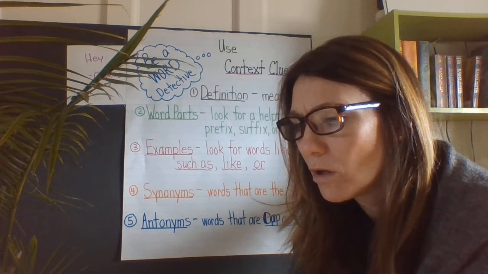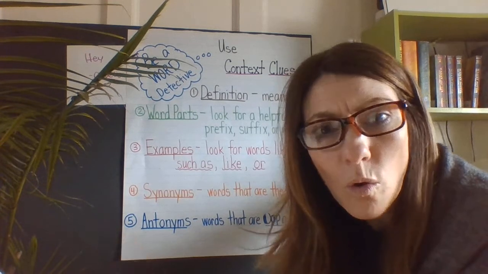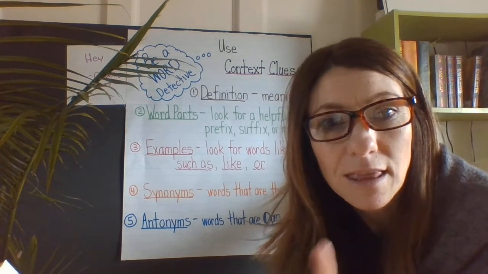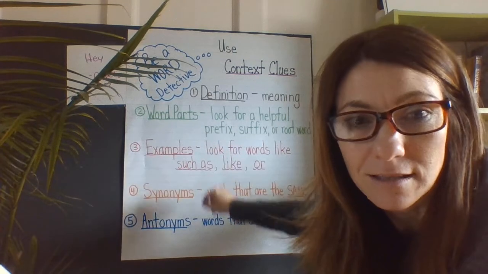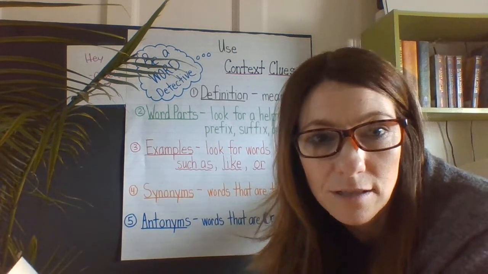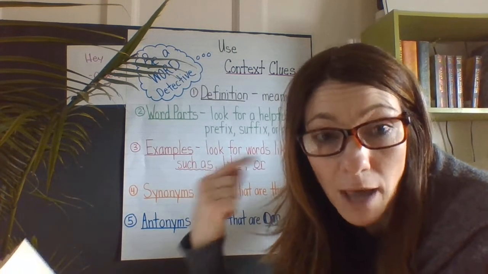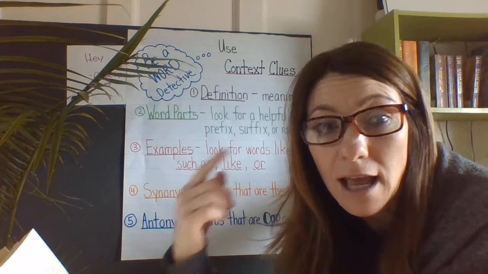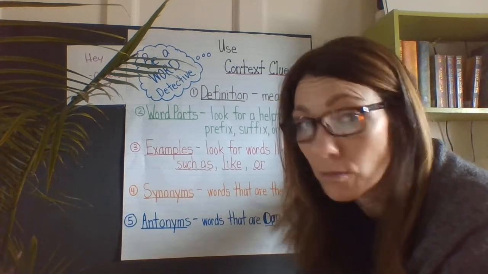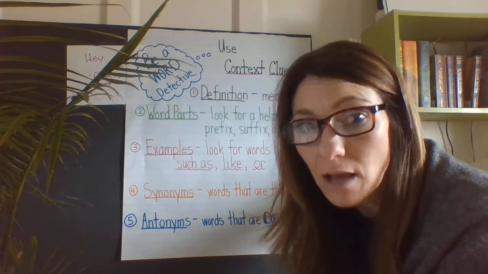I don't know. I'm getting a picture, a whole idea here. This is not on this list. This is where we inference, where we use our schema or our background knowledge and what we know about the book and what's happening in the book to think about our thinking.